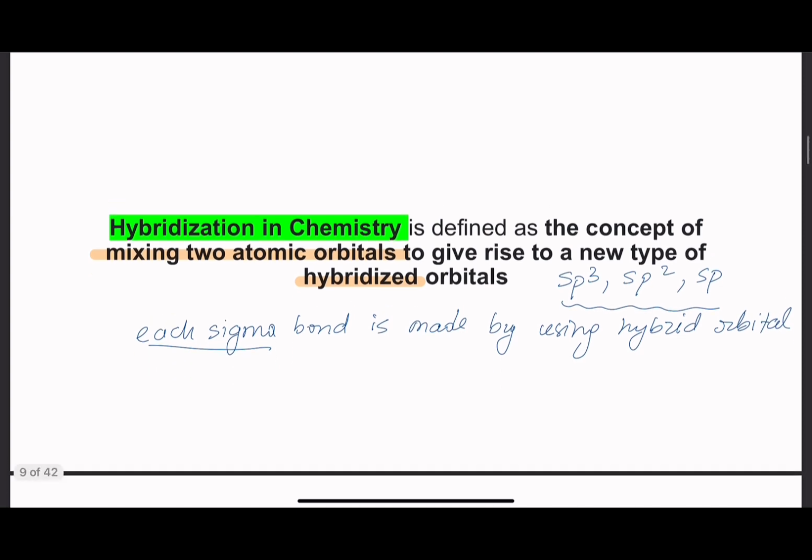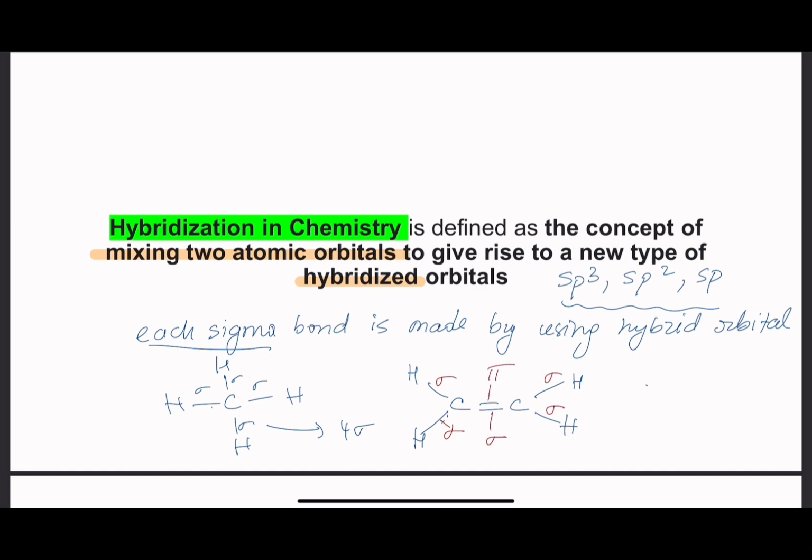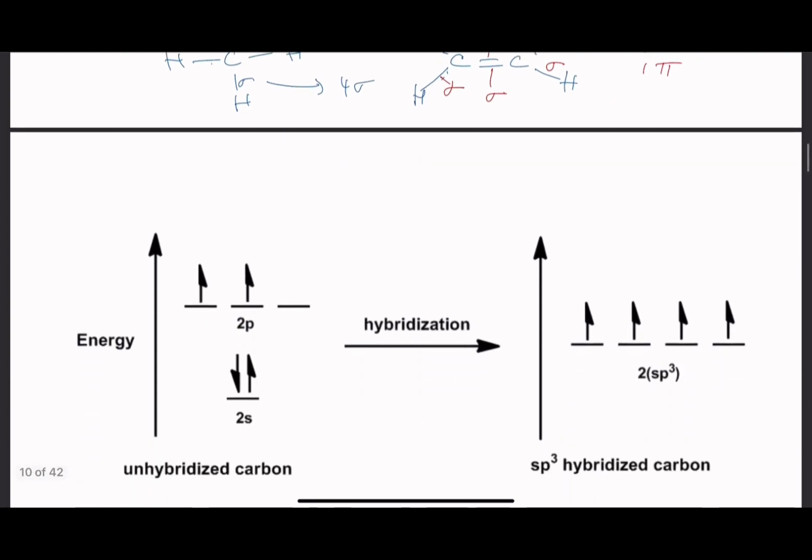So sigma bonds. Before I go, let's say we have a methane, right? I got here 4 bonds. We know how many sigma bonds are in here. If you count, you will see sigma here, sigma, and sigma, which makes it 4 sigma bonds. But if you look at this guy, I told you that the first bond is always sigma, and any other bond after is gonna be pi. So I got here sigma, sigma, sigma, sigma. This one is sigma, and this one is pi. So I got 5 sigma, and then 1 pi. Now let's get back to hybridization.